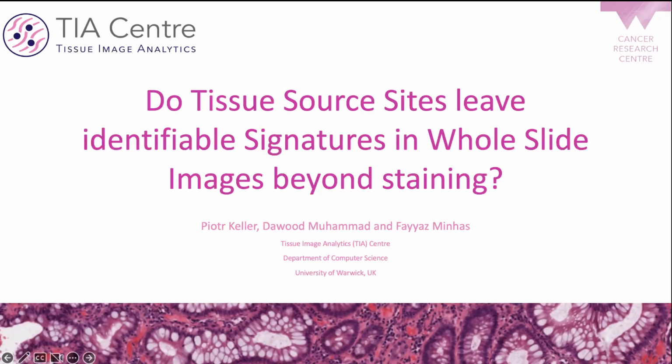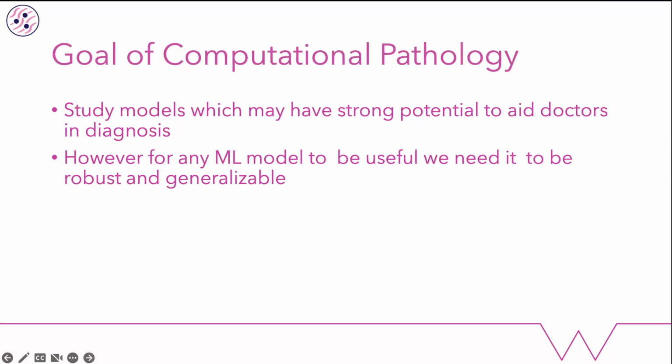Hello, my name is Peter, and today I will be presenting our work on if tissue source sites leave identifiable signatures in whole slide images beyond staining. Computational pathology is an emerging field that aims to leverage the power of machine learning in order to aid doctors, for example, by improving diagnosis accuracy.